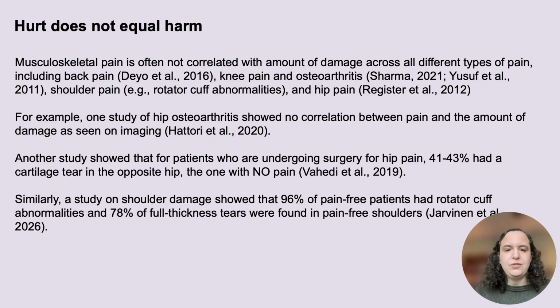Similarly, a study of shoulder damage showed that 96% of pain-free patients had rotator cuff abnormalities. So again, if you took a random person off the street who didn't have shoulder pain, we're talking about almost 100% of these people could still have that rotator cuff abnormality that a person with shoulder pain who goes to their doctor might get told is the cause of their pain. But actually we see those same abnormalities in people without pain. And then 78% of full thickness tears were again found in pain-free shoulders.